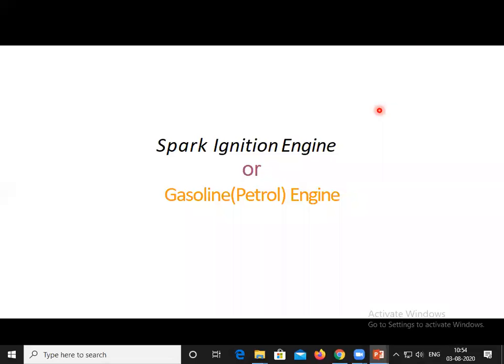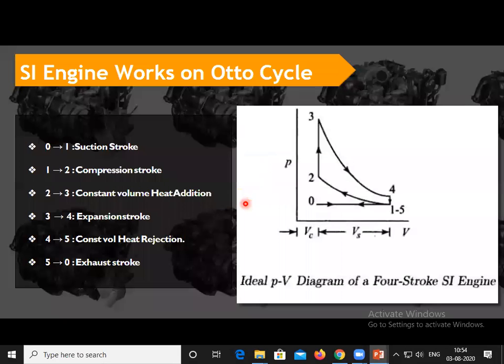Okay, coming to the SI engine, that means spark ignition engine, or gasoline or petrol engine. We have already gone through the four-stroke SI engine and the two-stroke SI engine. Why do we call them a gasoline engine or petrol engine? Because in this type of engine we use petrol as the fuel. That's why we call it a gasoline engine or petrol engine.